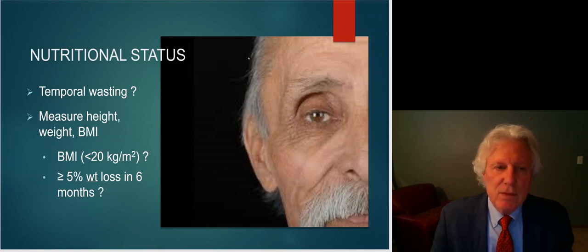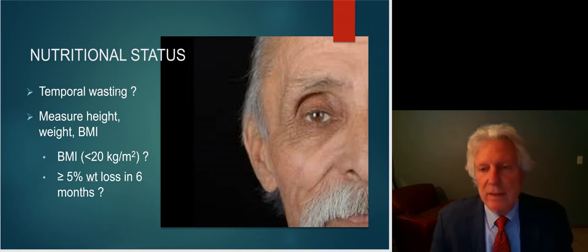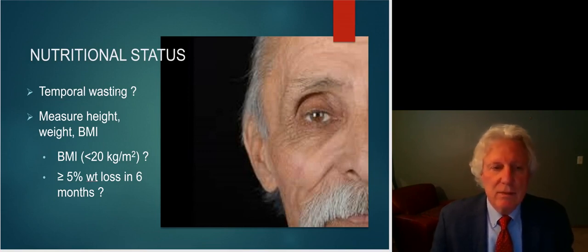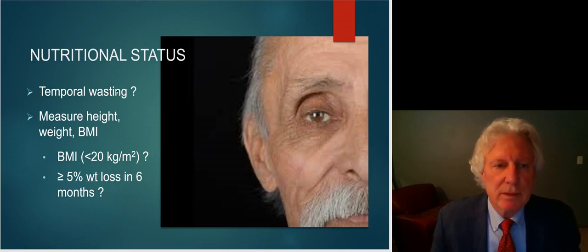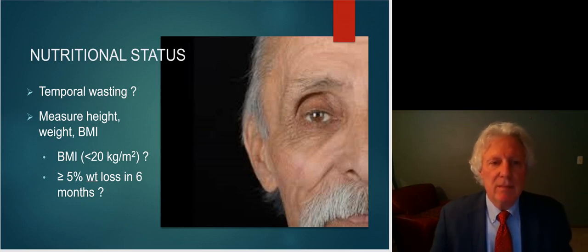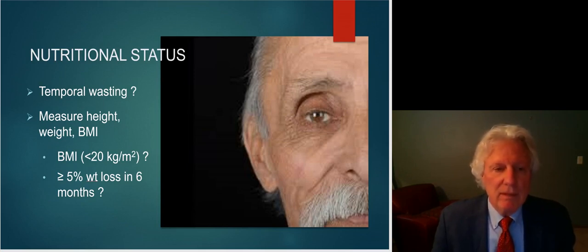In terms of nutritional status, you want to look for temporal wasting, a good example here where the temporal area is hollowed out. You see that in anorexia as well as failure to thrive syndrome in older adults. You want to look at the BMI, ascertain whether they have low BMI as well as high BMI, and importantly identify whether they've had more than 5% weight loss in the past half year.